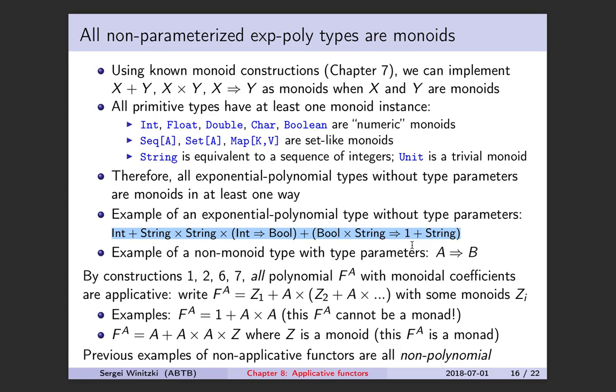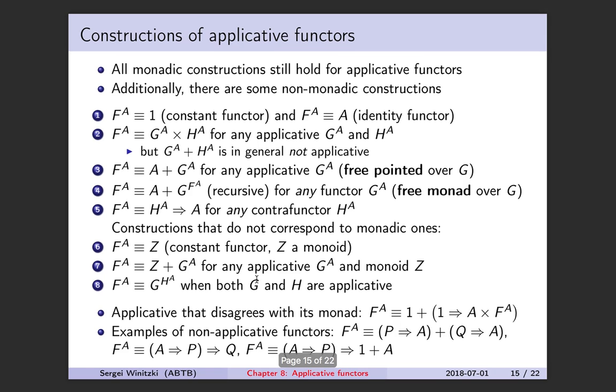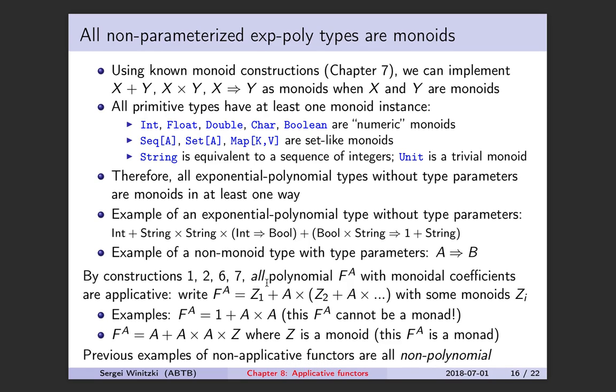I give an example of a non-monoid type, and this is because it contains type parameters. So if a type does not contain type parameters, in other words, it's non-parameterized, then it's a monoid. Then I use constructions derived previously to show that all polynomial functors with monoidal coefficients are applicative functors. And I give examples of such polynomial functors with monoidal coefficients.